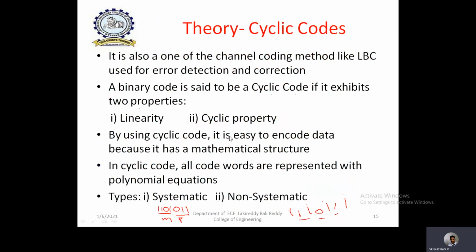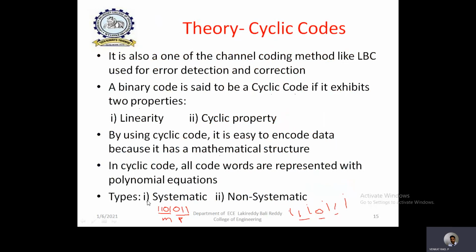What is the advantage of cyclic code? By using cyclic code, it is very easy to encode data because it has a mathematical structure. Mathematical structure means in this cyclic code, all the code words are represented with polynomial equations. So every representation is given not in terms of bits but in the form of mathematical or polynomial equations. If anything is represented perfectly mathematically, then the practical design is very easy.